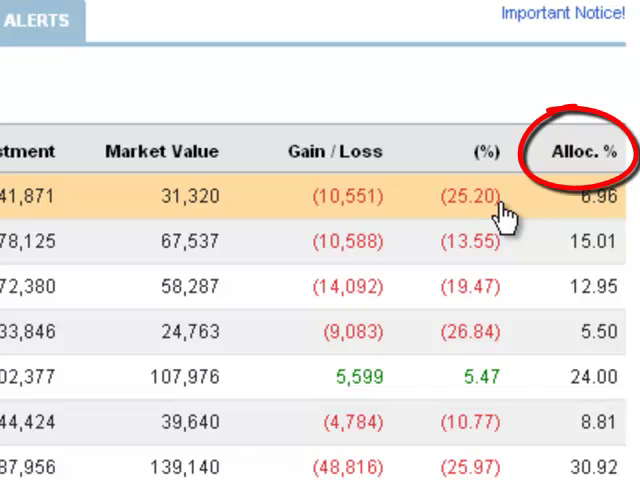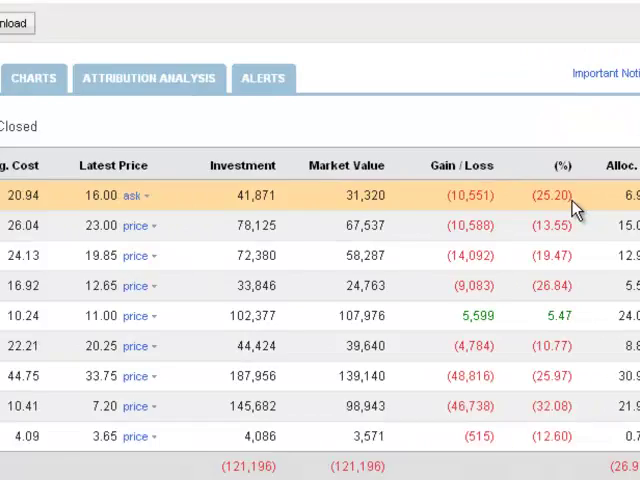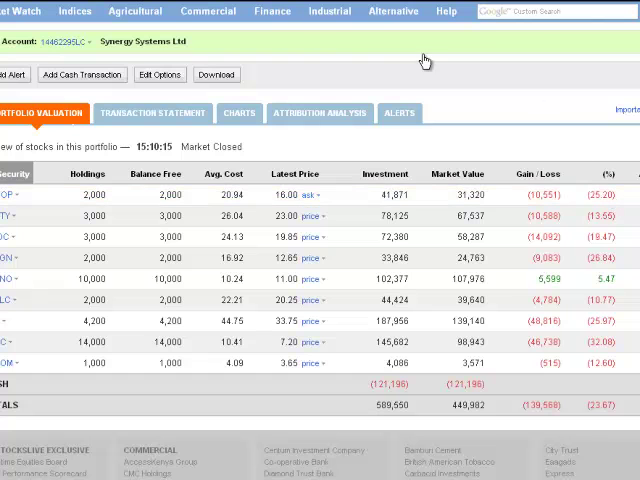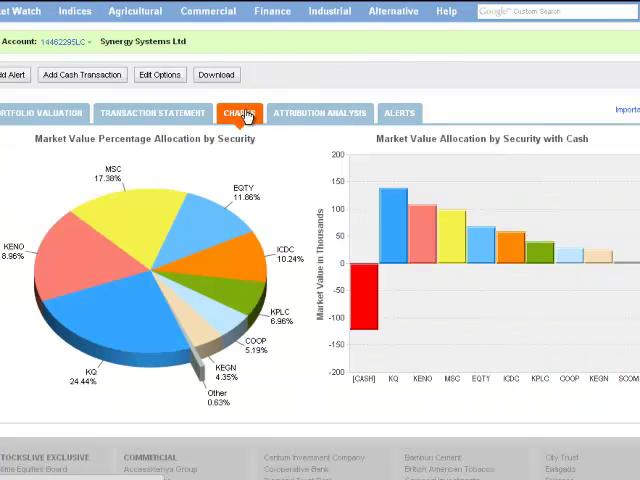The last column shows you your allocations. What your allocations are is what percentage of your total portfolio is held by that particular counter. We have gone a step further on the allocations and provided you with a chart that gives you at a glance a quick appreciation of which counter dominates your portfolio.